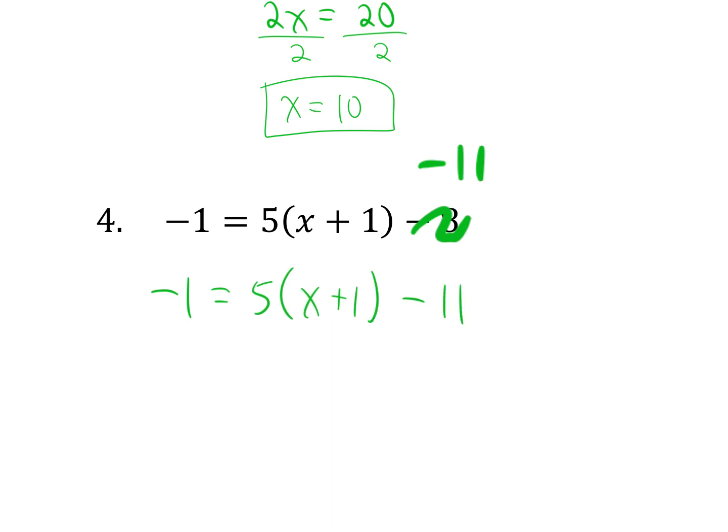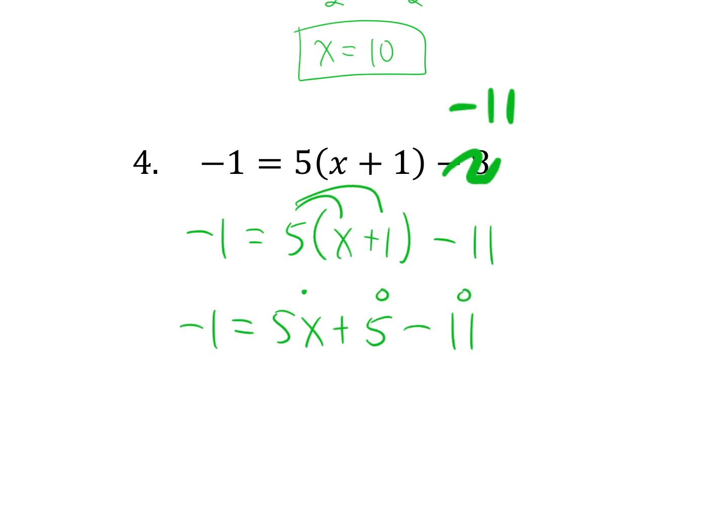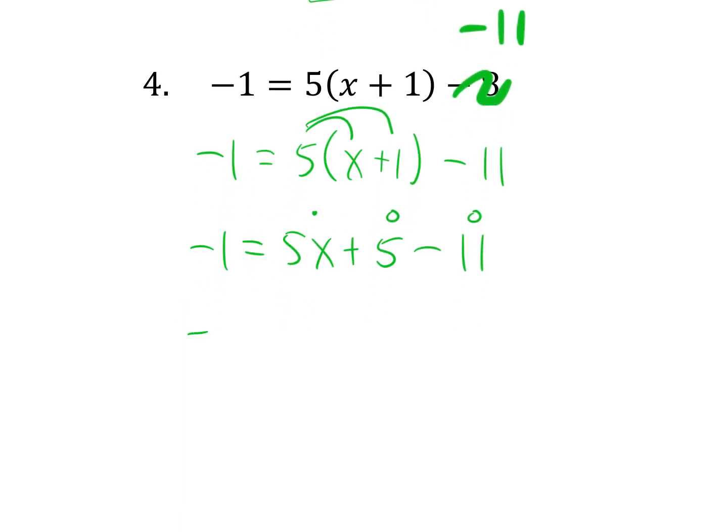Anything to distribute here? Yep, we got the 5. Now we're distributing the 5 to the x, the 1, and the negative 11. Just to the x and the 1 because those are in parentheses here. So we've got negative 1 equals, what's 5 times x? 5x. 5 times 1 is 5 minus 11. Any like terms here? Yeah, like terms are actually going to be the 5 and 11, right? Or negative 11, because they are both constants. They don't have any x to the 0 power, right? They don't have any x's, okay? So we got 5x. What's 5 minus 11 going to be? It's going to be negative 6.